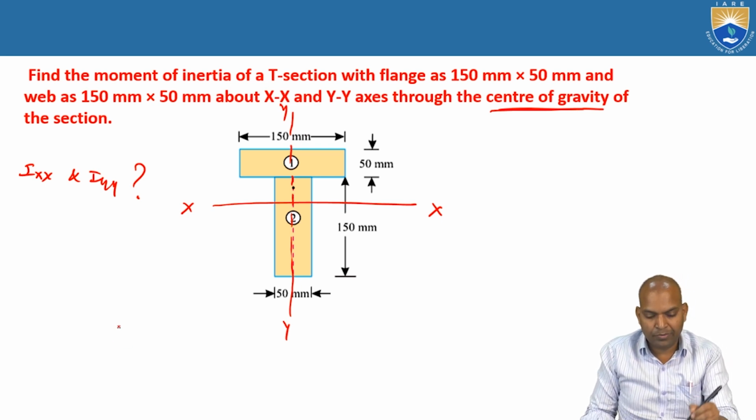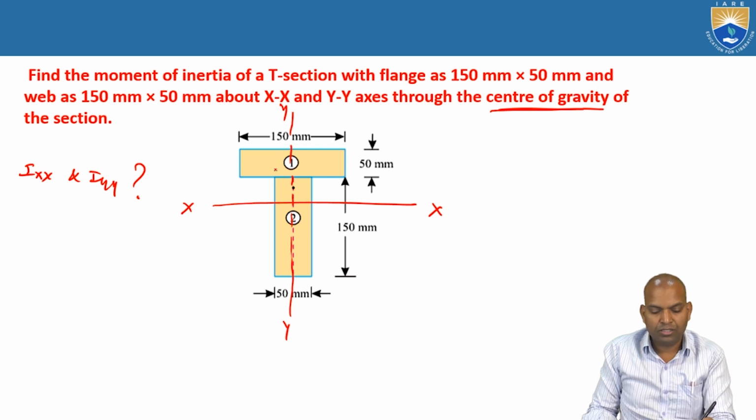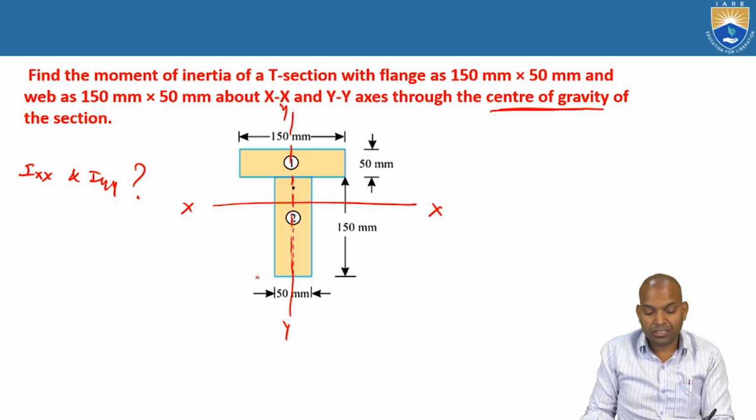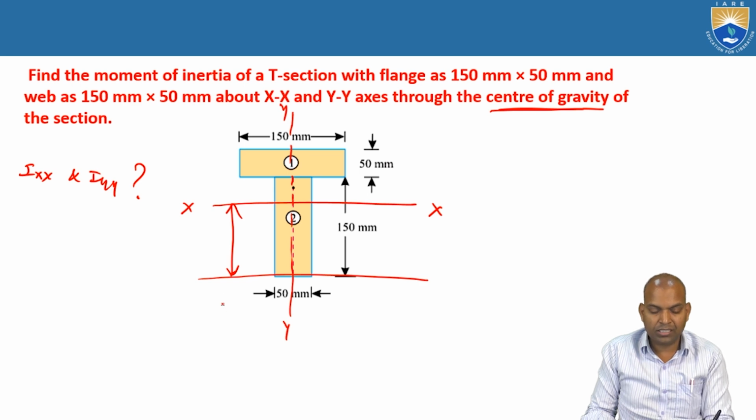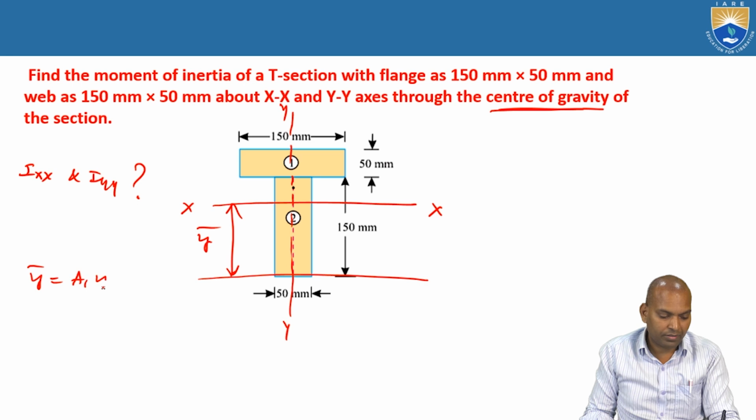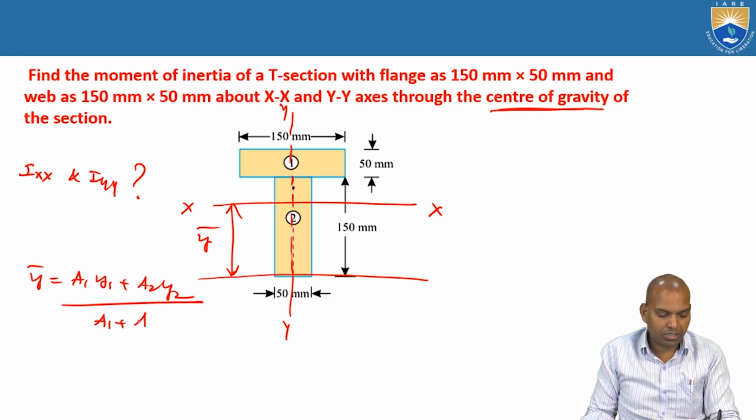Let us begin. It is symmetrical about which axis? It has a single line of symmetry, the vertical axis, so it is unsymmetrical about XX. So we know the location on the y axis. What about the unsymmetrical direction, XX? We need the vertical distance. What is the vertical distance of the center of gravity? That is bar y, which means A1 y1 plus A2 y2 by A1 plus A2.